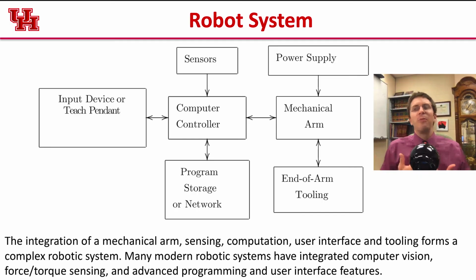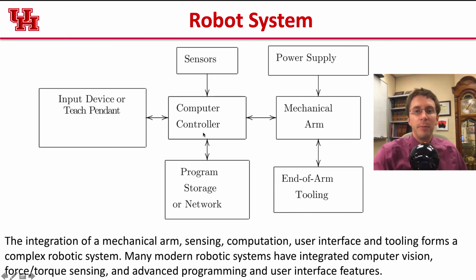Now, when we talk about a robot, most people think just of that mechanical arm. But there's so much more to it. That mechanical robot needs a power supply. It needs to have something on the tip. Usually, at least in my case, I buy a robot arm, and then I have to buy the tooling that goes at the end of the robot. Most robots don't even come with a gripper. You have to buy that.